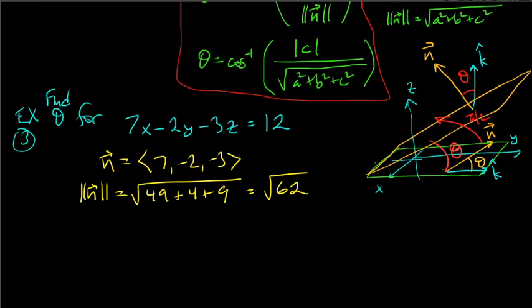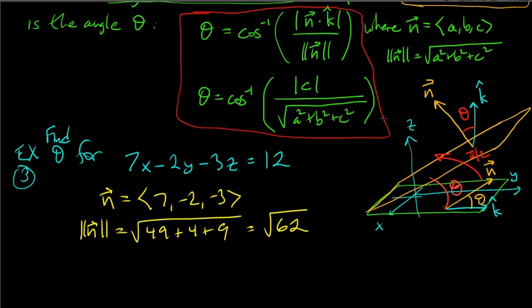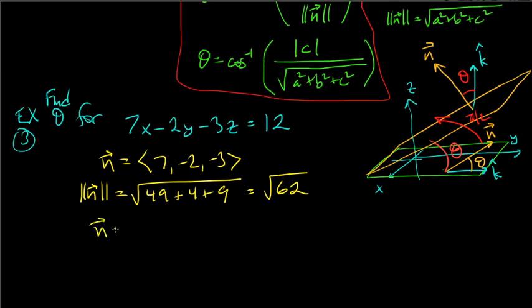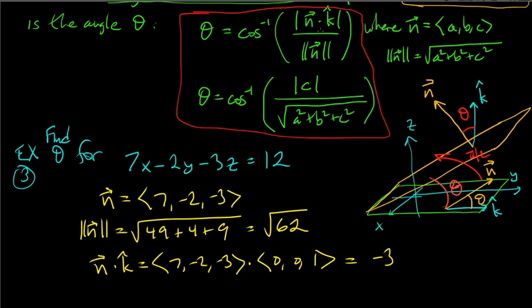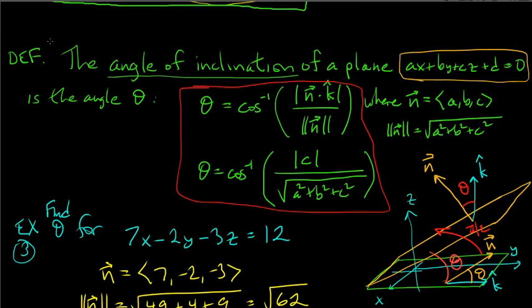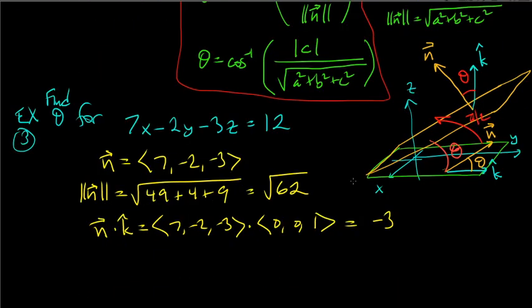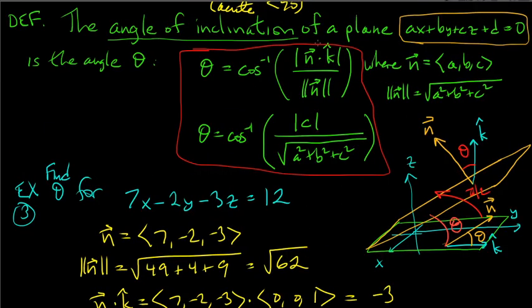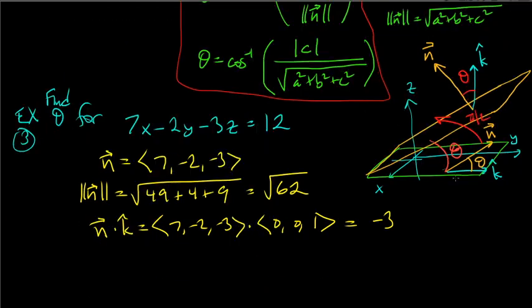Yeah, 62. Okay. And then the dot product with k, if I take n dot k, let's write it out. I was going to do this in my head. Remember, k is just <0, 0, 1>. So you're just going to get -3, 0 plus 0 minus 3. But remember, we want this to be positive. The angle of inclination should be an acute angle. It should be less than 90 degrees. So if we use the -3 here in the numerator, that will give us an obtuse angle. It'll be bigger than 90 degrees.